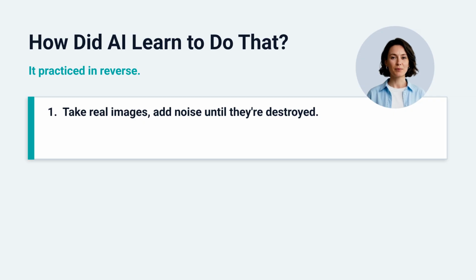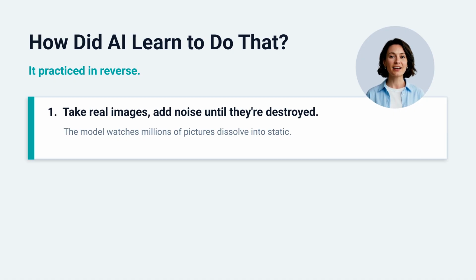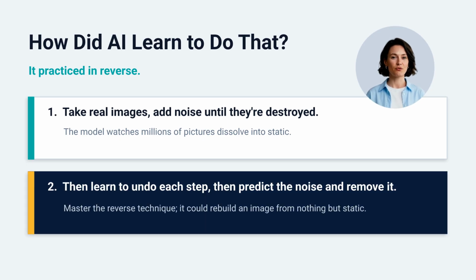First, researchers took millions of real images and added noise to them, a little at a time, until each picture turned into complete static. This gave the model tons of examples, a clear image, and the messy, noisy version of it. Then came the hard part. The model was trained to undo each step, looking at a noisy image and predicting exactly what noise to remove to get back toward the real picture. Once it mastered that reverse technique, it could build an image from nothing but static.